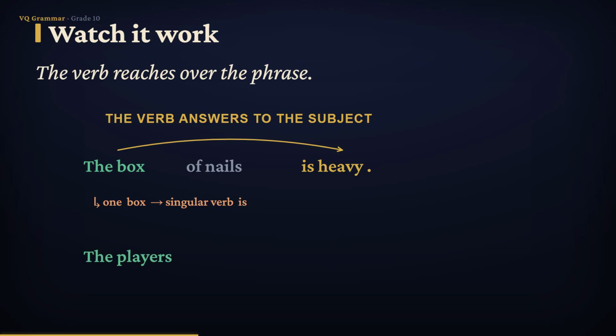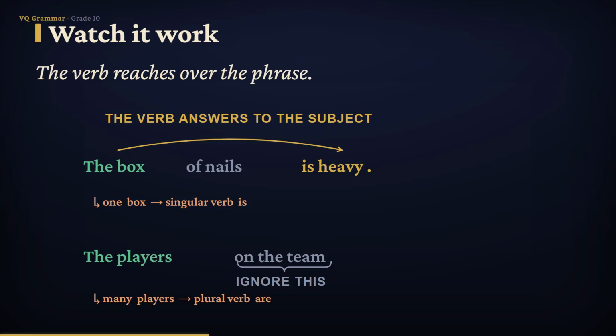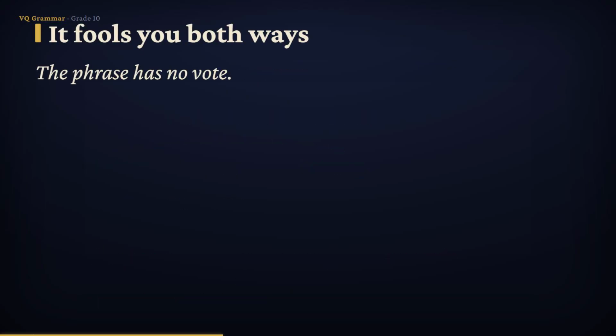Now the second sentence. The players on the team are ready. Cross out on the team, and we're left with the players. That is many players, so the subject is plural, and the verb goes plural, are ready. And here's the beautiful part. The phrase in the middle can be singular or plural, long or short, and it changes absolutely nothing about the verb. Now let's make sure the trap can spring in both directions, because the phrase does not care which way it fools you.